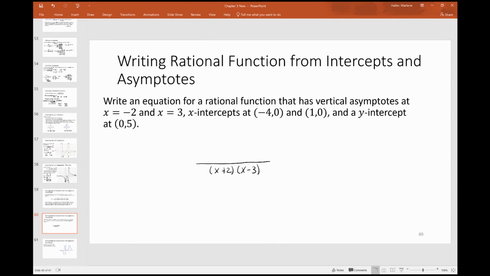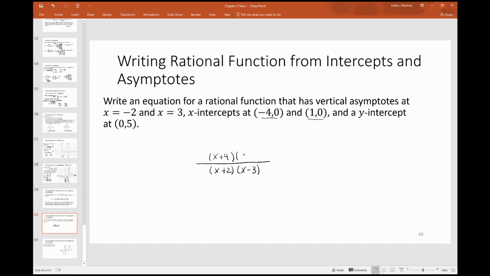Okay, that's what we know. We've seen that. That's what we've learned from that. Now, that's not telling us anything about the multiplicity of that factor, so we'll have to assume it's 1. Now, there are x-intercepts at -4, 0, and 1, 0. Okay, we know the numerator leads us to the horizontal intercepts, right? So that means we have to have a factor in the numerator of x plus 4, because that's how we would get the x-intercept of x equals -4.